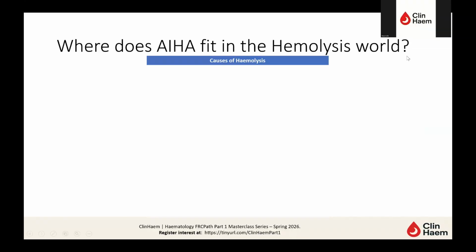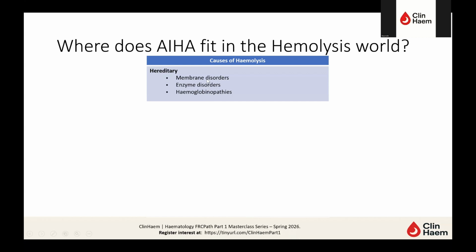Now, the slides from here on are about autoimmune hemolysis. So where does autoimmune hemolysis fit into the hemolysis world? So, into the causes of hemolysis. It's always good to divide causes into some sort of pattern. I like this for most of the things: hereditary causes or acquired causes.